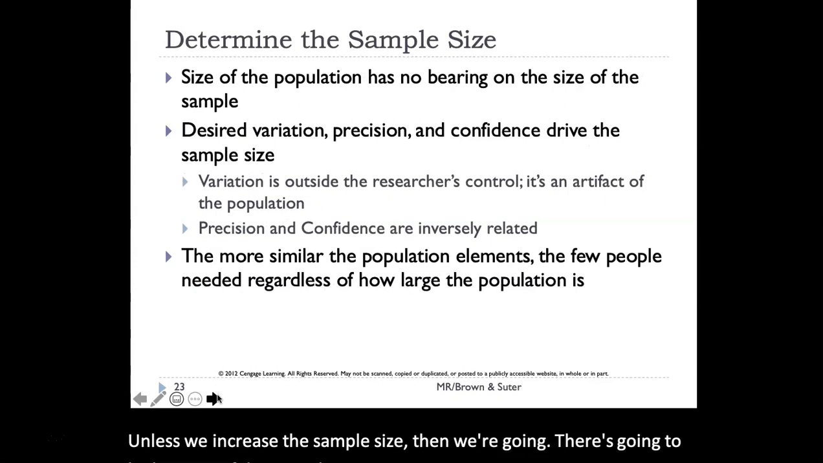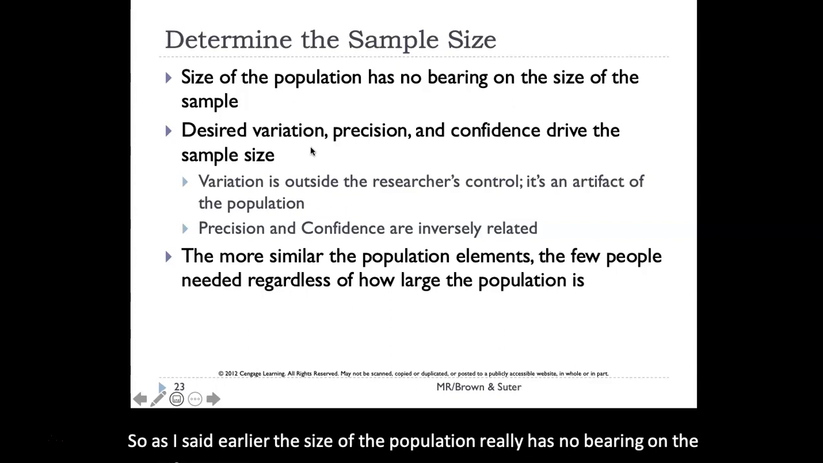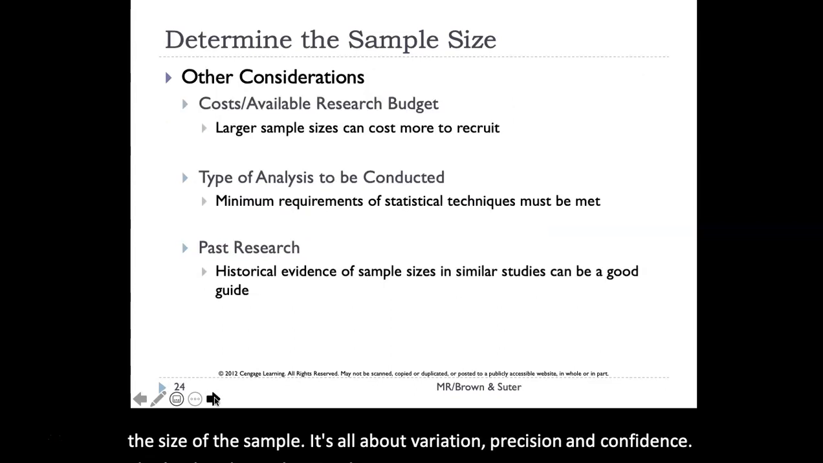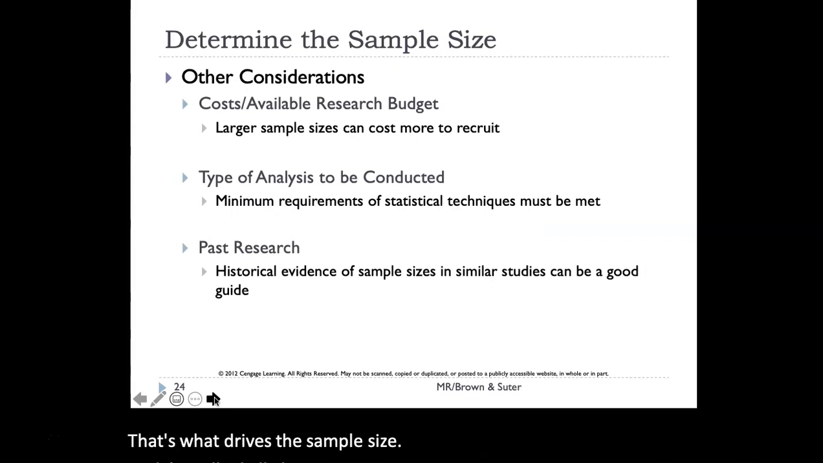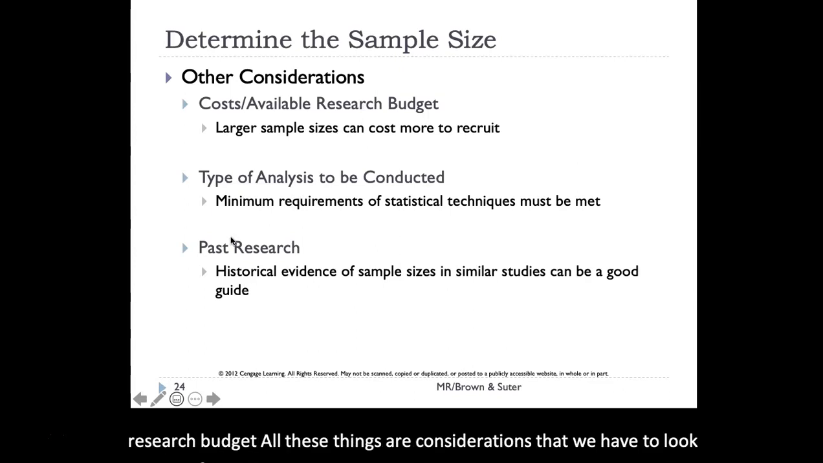So as I said earlier, the size of the population really has no bearing on the size of the sample. It's all about variation, precision, and confidence. That's what drives the sample size. And I've talked all along about considerations. Cost, time, available research budget, all these things are considerations that we have to look at. Type of analysis, past research that's been done.